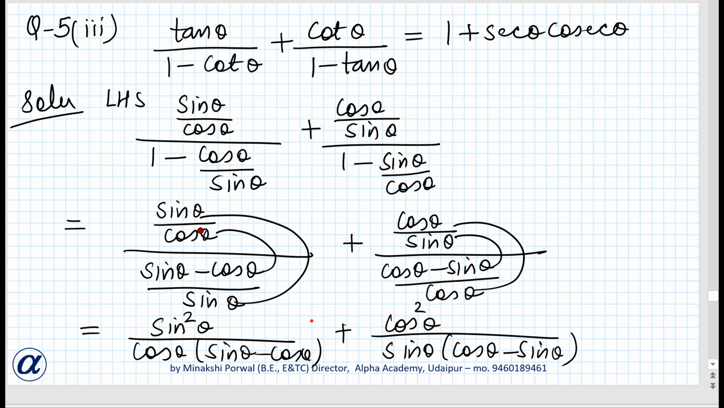Okay. Now we have seen whenever there is a fraction upon fraction, the lowest term multiplies with the topmost. Basically, if a upon b upon c upon d, then d is multiplied with a and b is multiplied by c. So it will be sin square theta upon cos theta into sin theta minus cos theta. And similarly here it will be cos square theta by sin theta into cos theta minus sin theta. Till here any doubt is there?